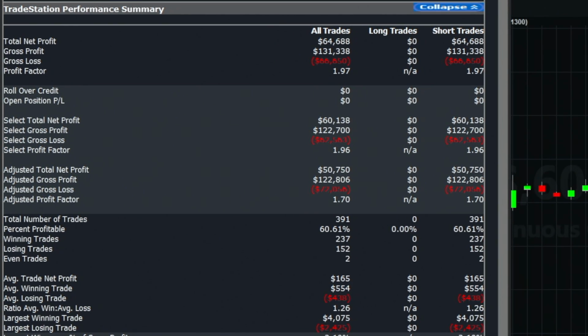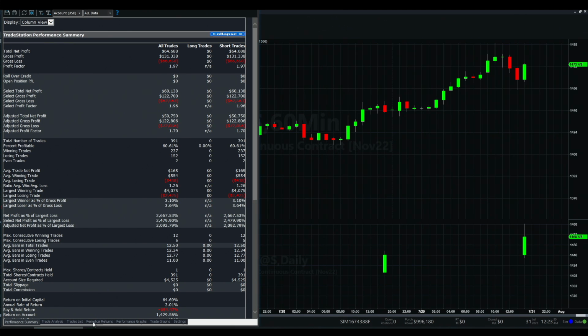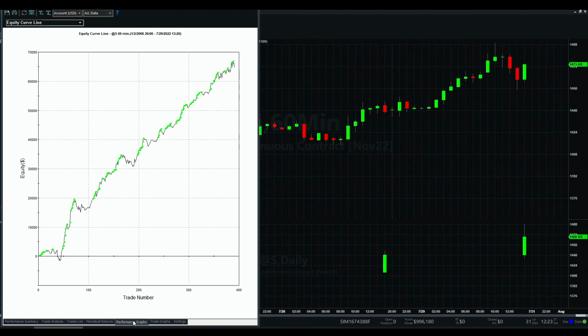And as expected, flipping the filter makes a huge difference. So we reduce the number of trades, 391. We're making less money, but our average trade is higher. So this is an optional. And let's see the periodical returns. So we still have 2 losing years, but now we are losing less. And our performance graphs looks better.